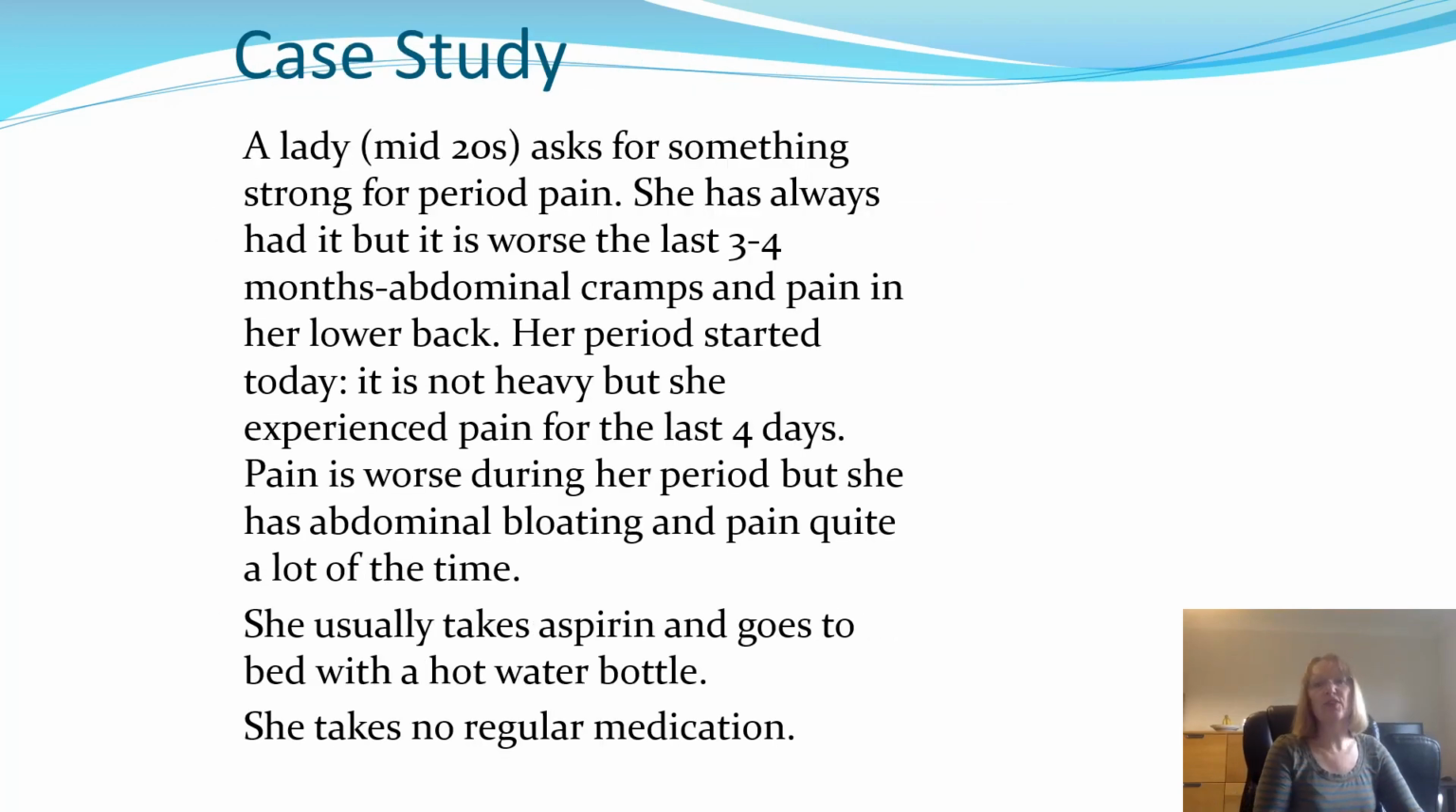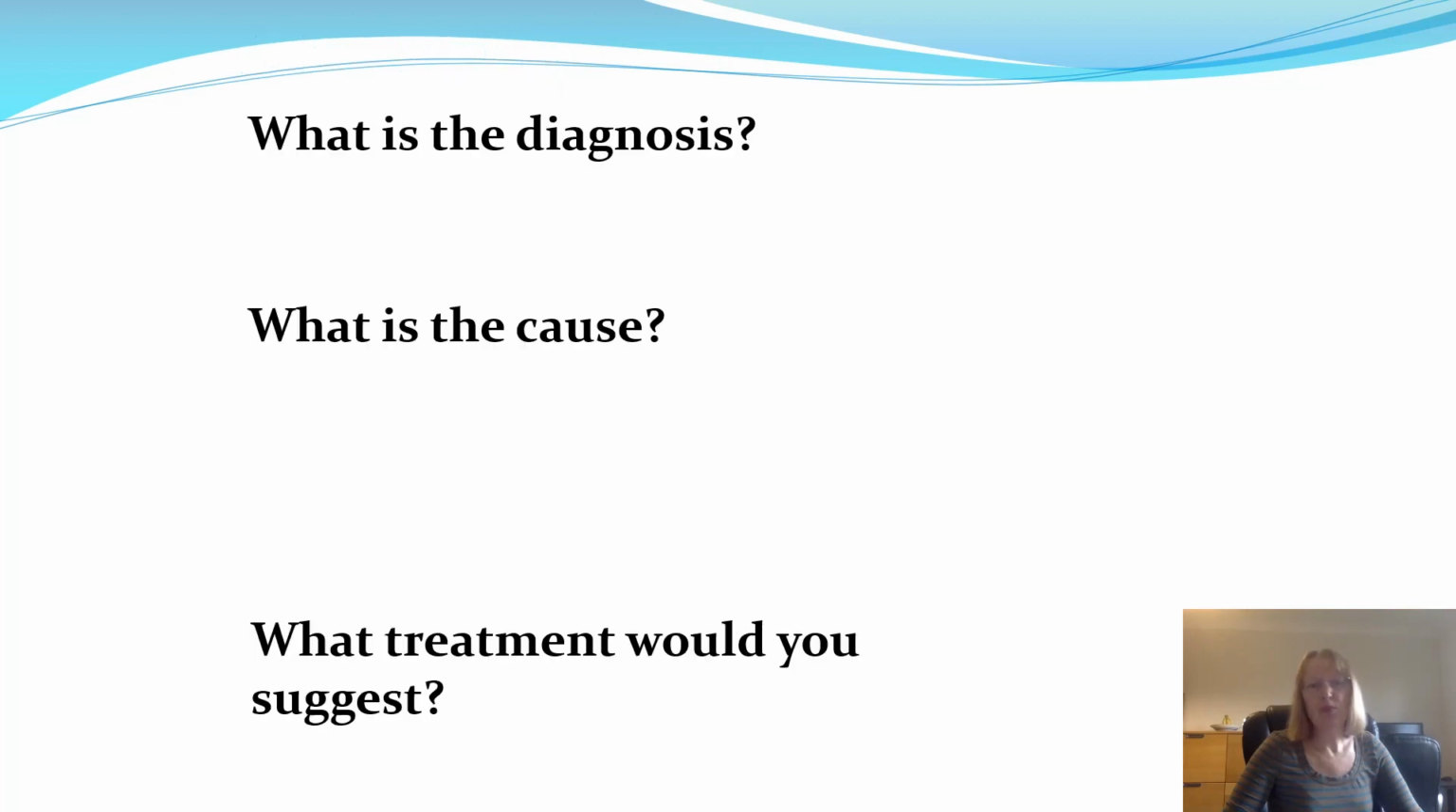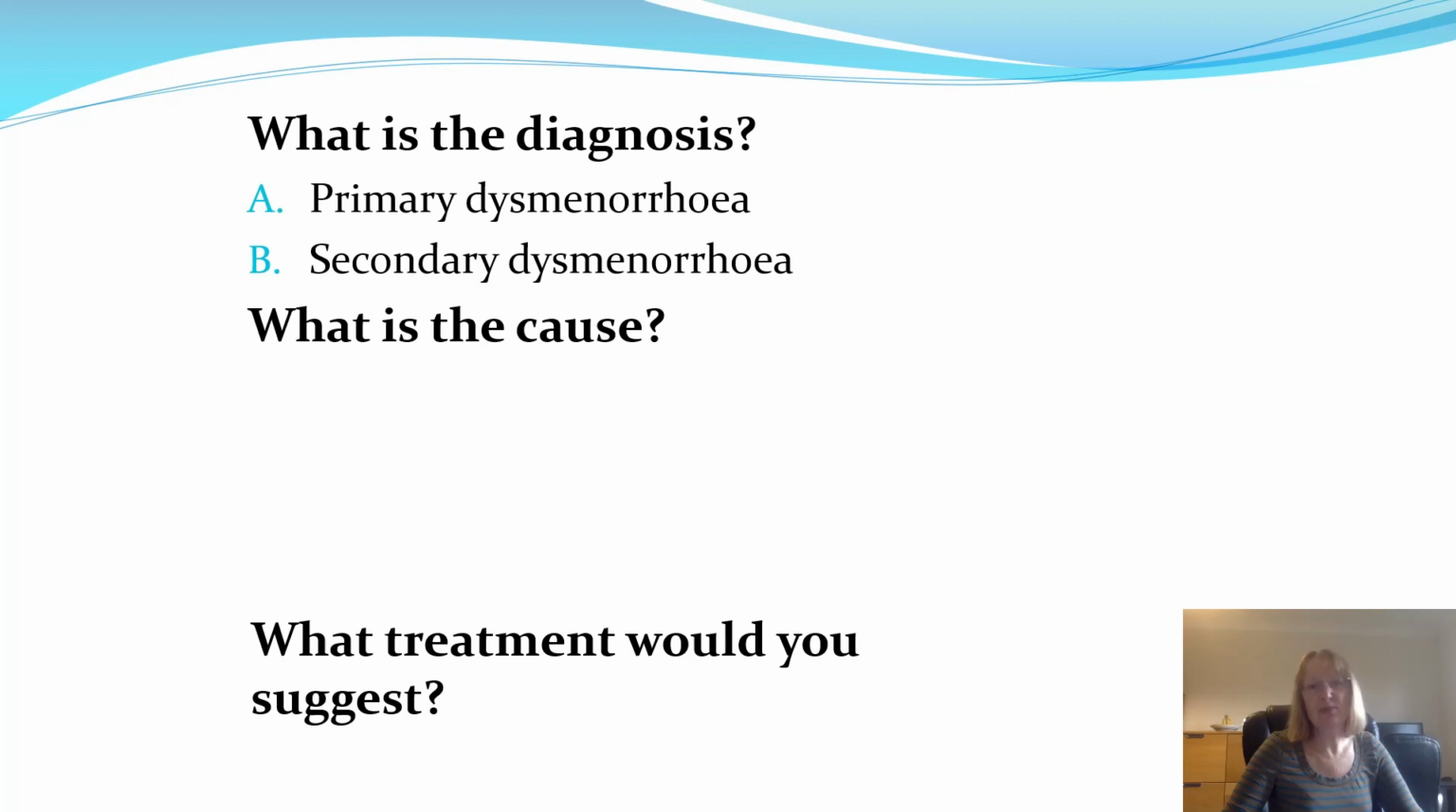So I've got a case study here for you to have a look at, so just have a quick read. Okay, and then a few questions for you. What is the diagnosis? Is it going to be primary dysmenorrhea or secondary dysmenorrhea? Well, thinking about that case, this is somebody that's had symptoms between their periods, not just around the time of their period. So it will be secondary dysmenorrhea.